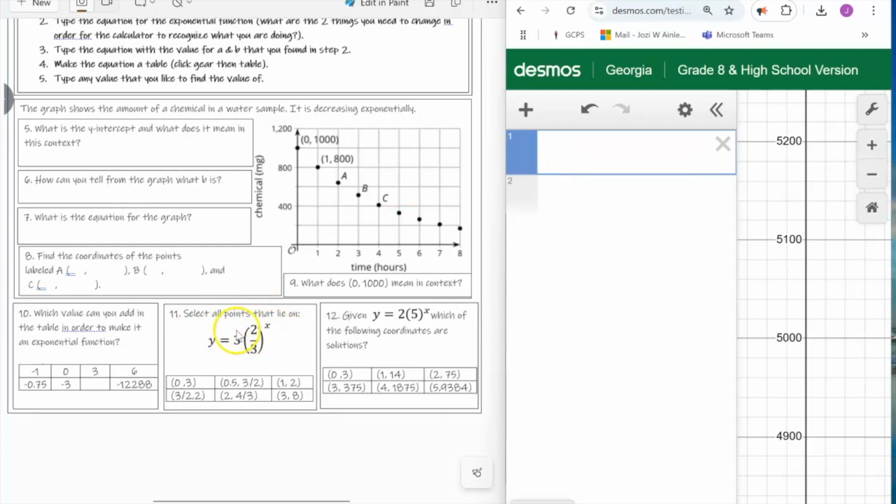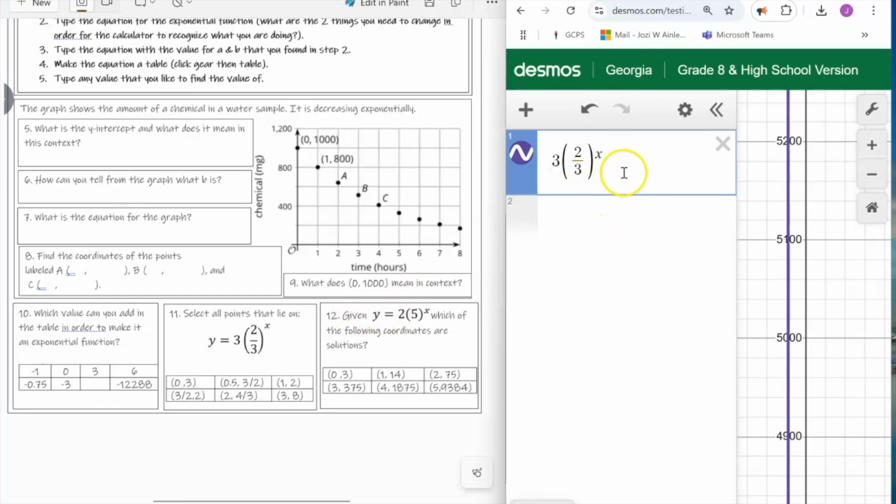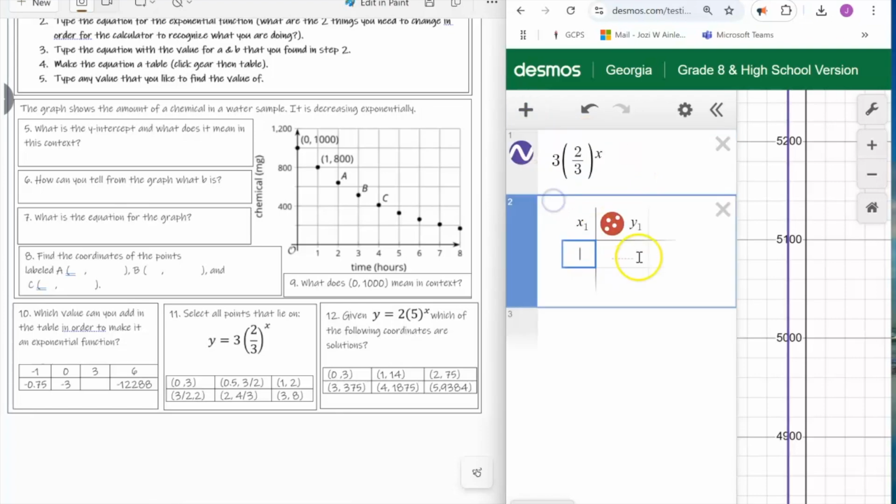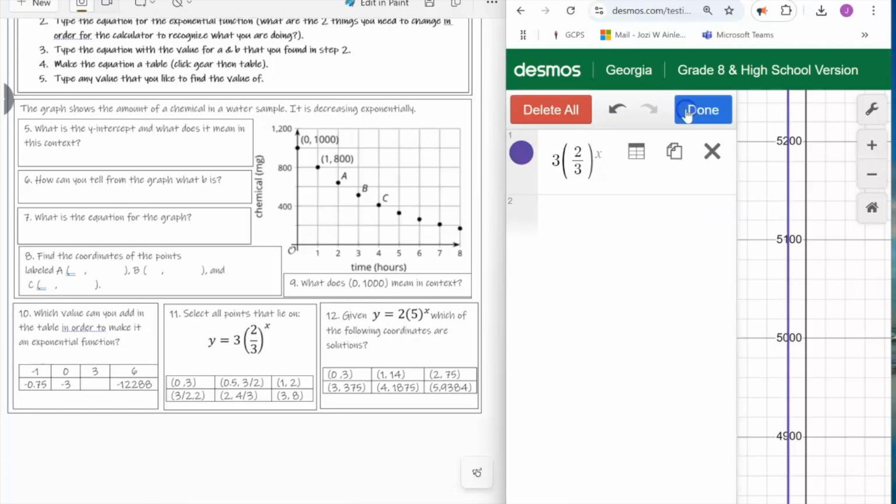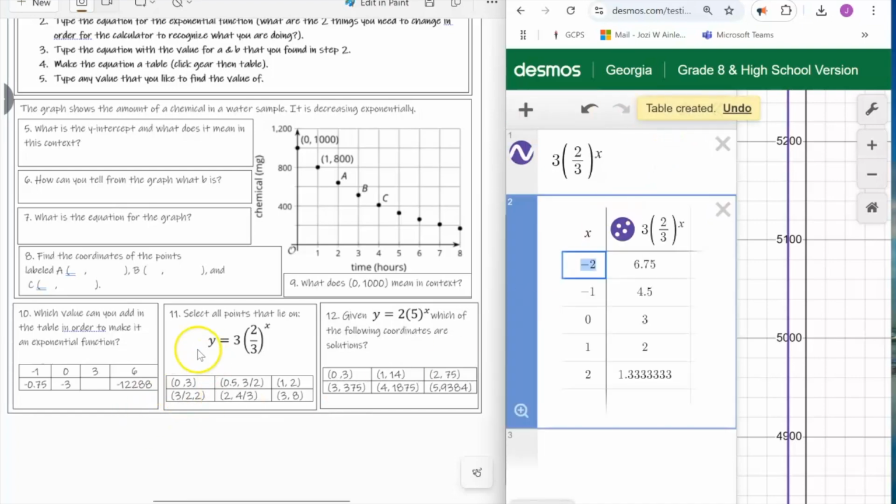Select all the points that lie on this equation. Since this is the Desmos version of what we're doing, here's my equation. I'm going to put that right up in the calculator, shift 6, and then x. Oops. And please make sure that it is typing exactly what you intend it to type. All right, so double check that's what it is. These are coordinates, so if I want coordinates, I need to make this a table. I'm inserting a table. So I want to do the gear, hit table, and then look for the coordinates.